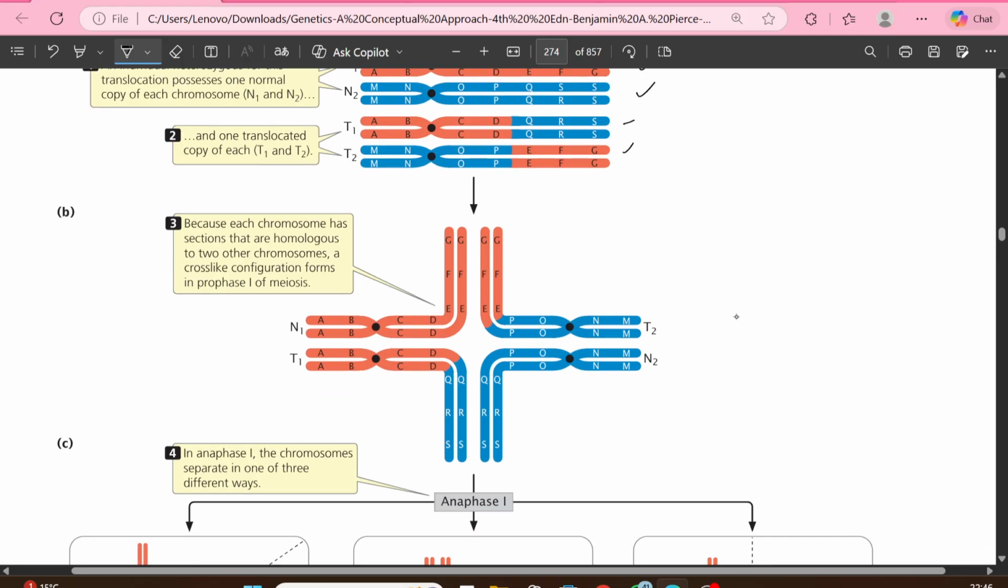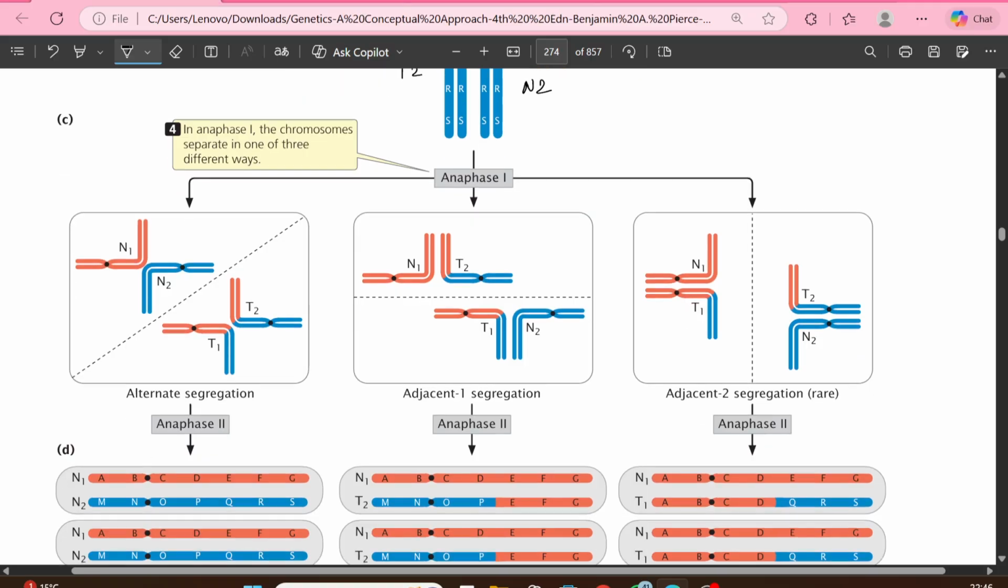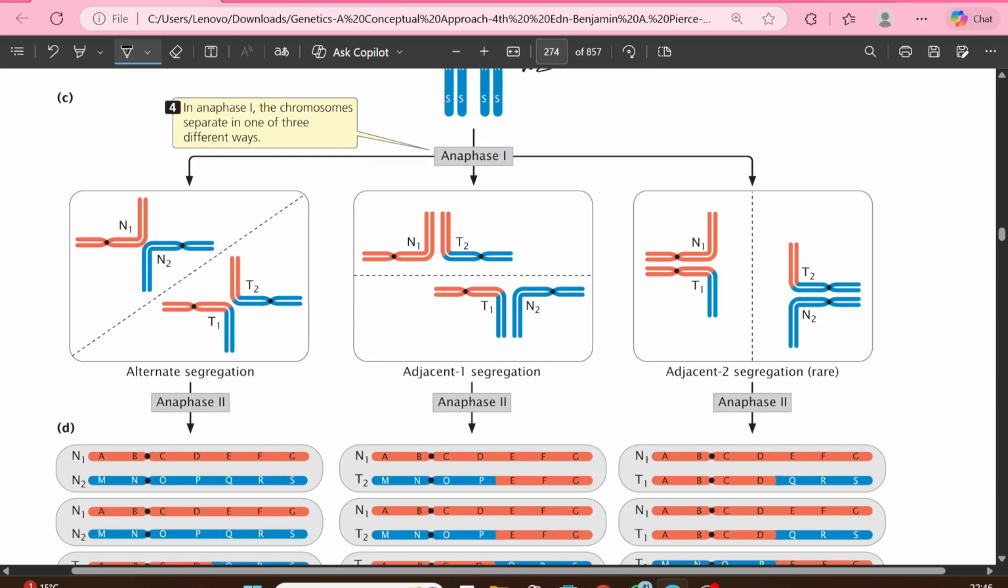So here we can see that this was N1, this was N2, and this was T1 and T2. So they have formed this kind of structure. This is a cross-like structure. And after that, during the anaphase, they can do the segregation. Now the segregation can be in the alternate way or in the adjacent way.